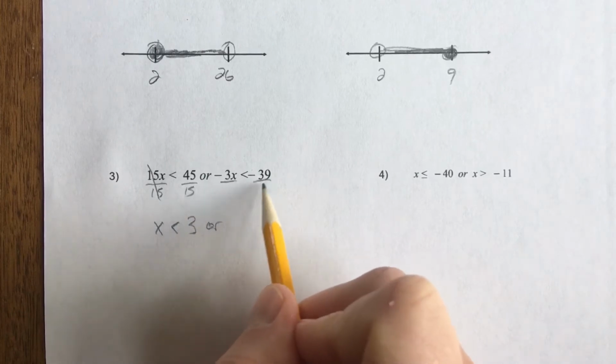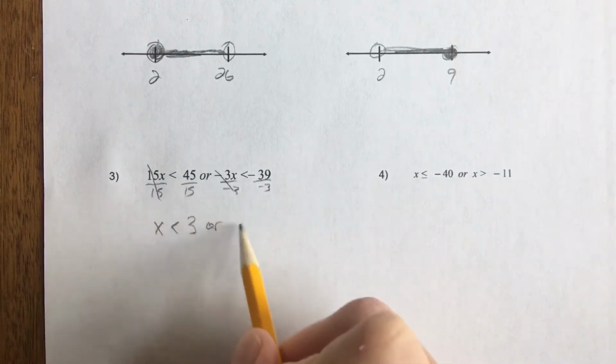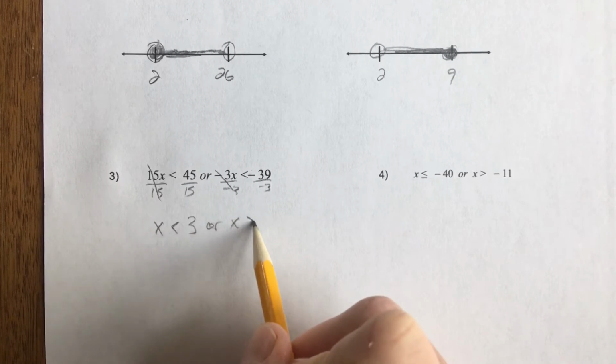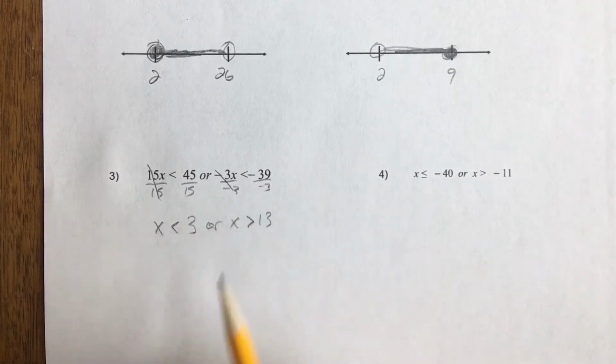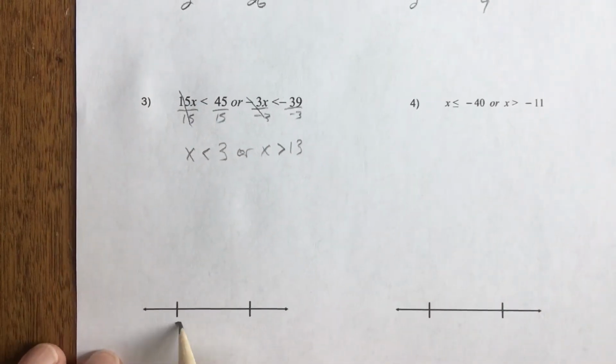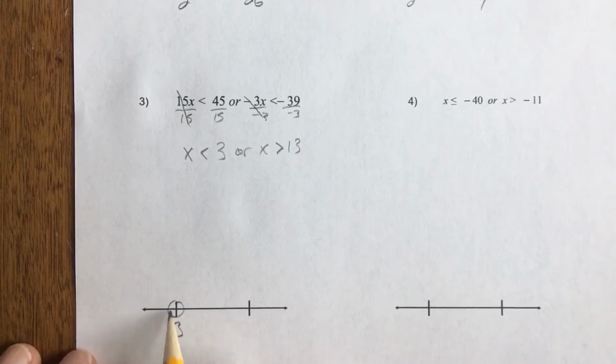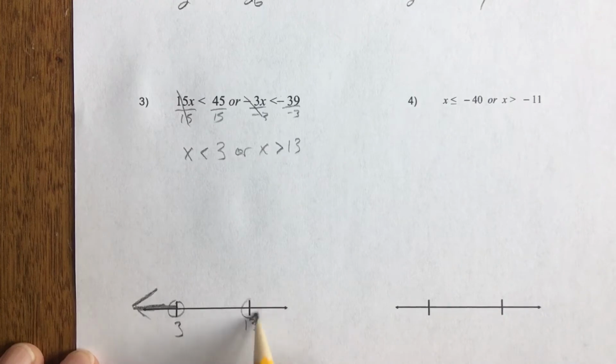Over here, we divide by negative 3. Because we're dividing by a negative, we've got to flip the sign. And that's going to become 13 there. So one idea, x could be less than 3, which is all the numbers this way. Or x could be greater than 13. That's all the numbers this way.